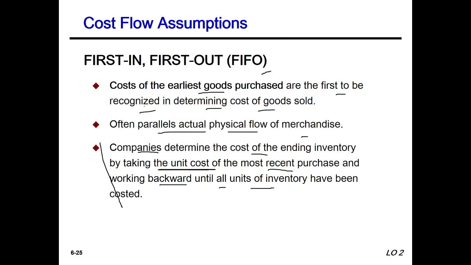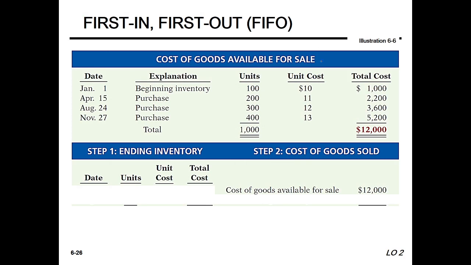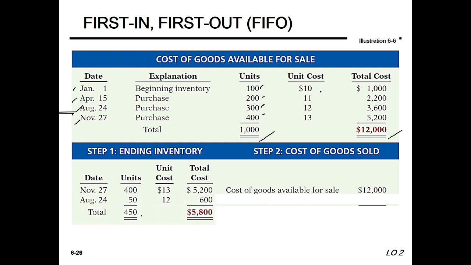Now we will move to the next slide. First in first out: here the beginning inventory is January 1, April 15, August 24, November 27, with units 100, 200, 300, 400. This is the unit cost, the total cost 12,000, and the total units 1,000. Step one, look here everybody please. The 400 units, that means ending inventory 450. How could we get this? This is the 400, and from here we consider 50, and then 250.